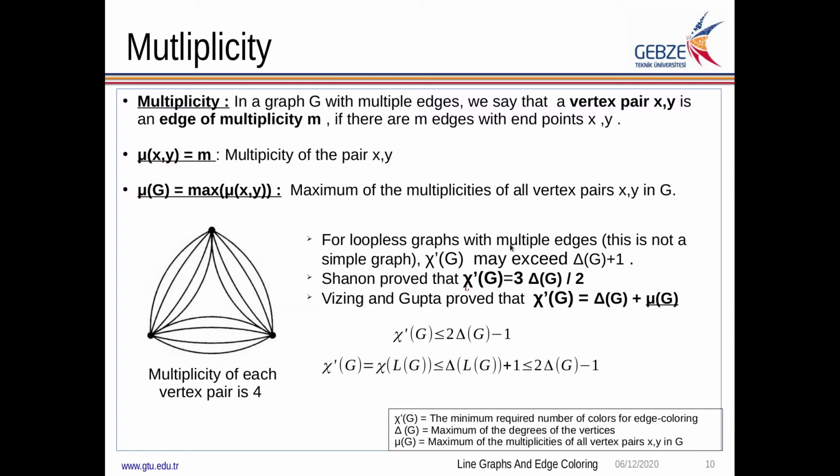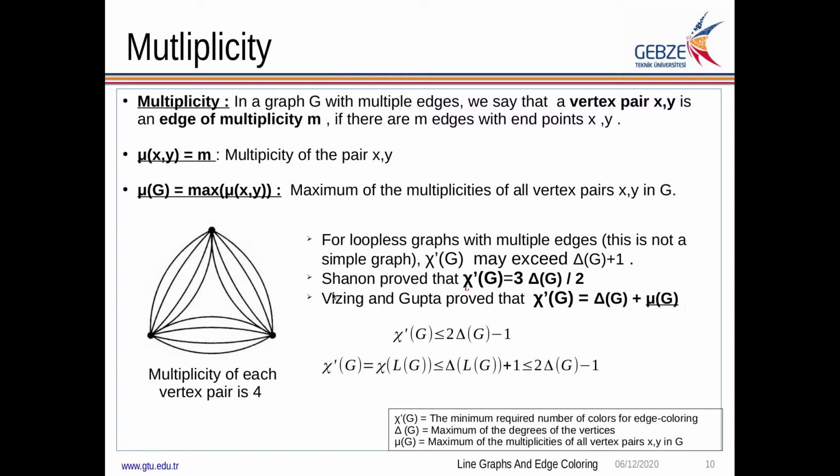For loopless graphs with multiple edges, in fact multiple edges means this is not a simple graph, chi prime of G may exceed delta G plus 1. Shannon proved that chi prime of G is at most 3 delta G over 2. We will see the Shannon theorem later also. Vizing and Gupta proved that chi prime of G is at most delta G plus mu of G.